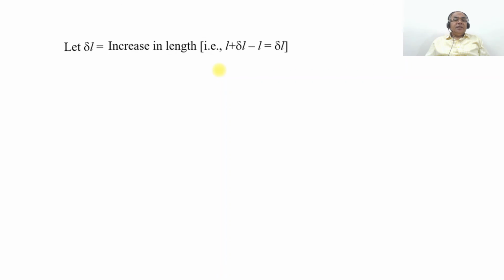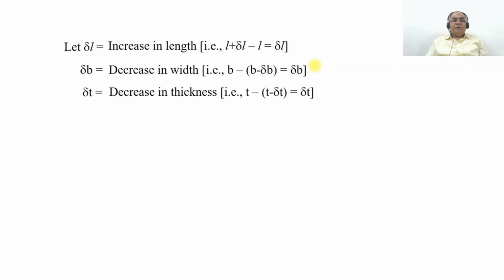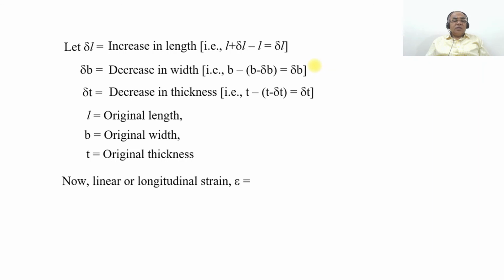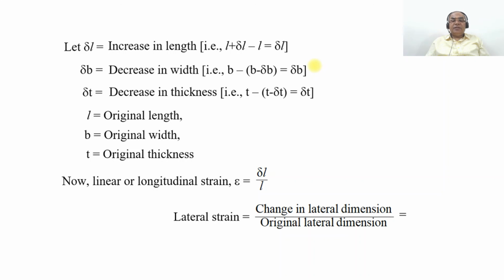So let delta L be the increase in length. What is the increase in length? L plus delta L minus L, that will be equal to delta L. What is delta B? Decrease in width, B minus delta B. So delta B will be the decrease in width. Delta T, decrease in thickness, that is T minus delta T. So L will be the original length, B is the original width, and T is the original thickness. So what is now linear or longitudinal strain? That is delta L by L. And lateral strain is the change in lateral dimension by the original dimension, which is delta B by B or delta T by T.